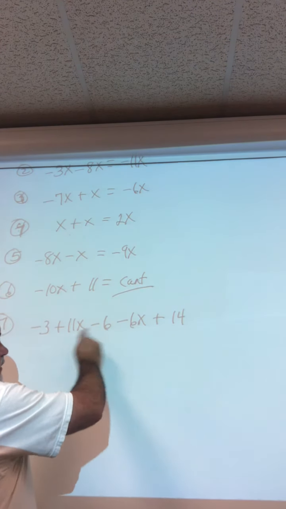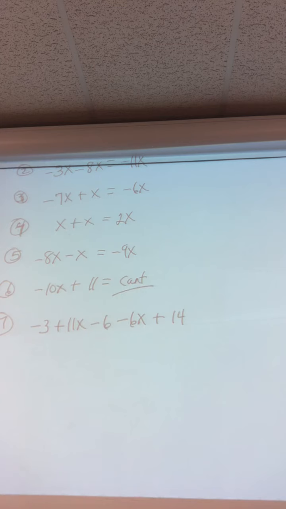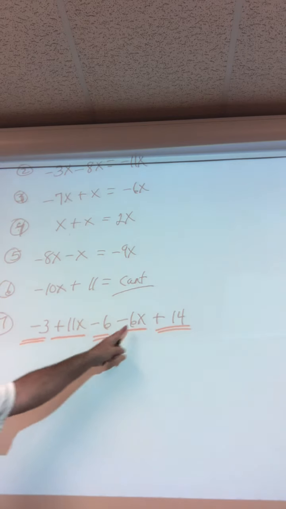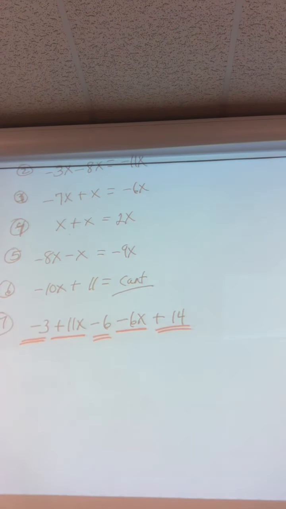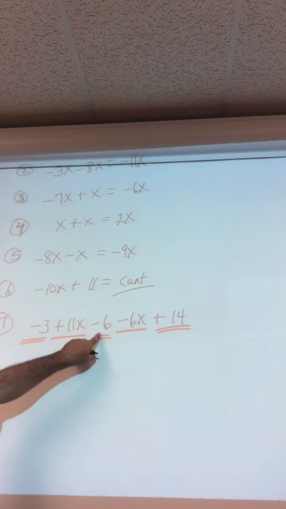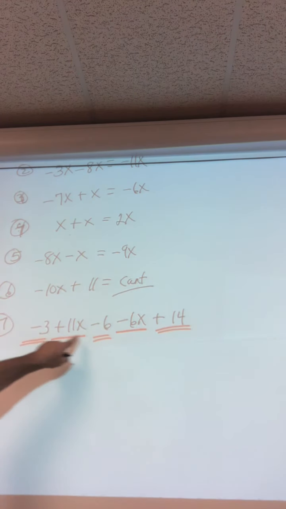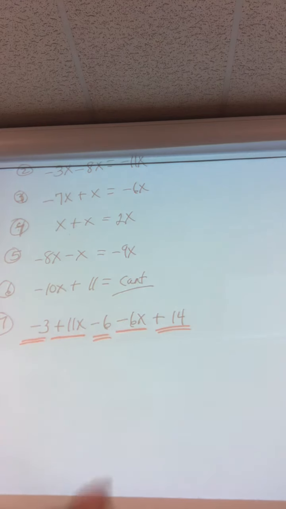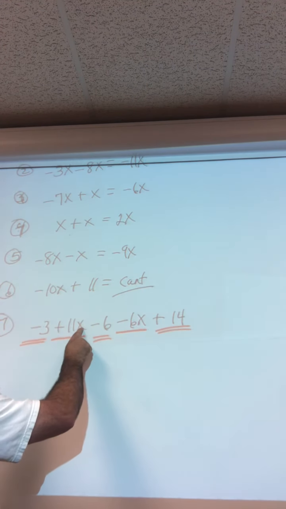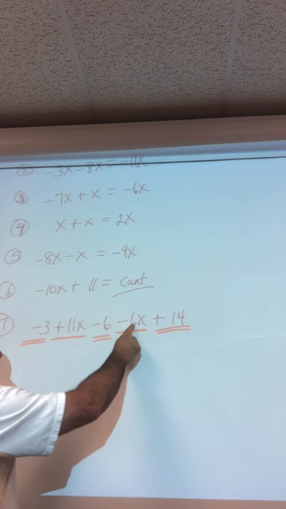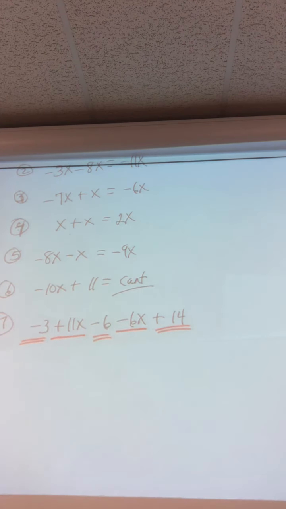So what I'm going to do is the way I like to do it, is I like to underline the like terms. So I'm going to underline the x's once, and I'm going to underline the constants twice. Also notice when I underline them, I underline the sign with it. All right, so let's do these 2 first. If you win 11x, but you lose 6, you are still up 5x.